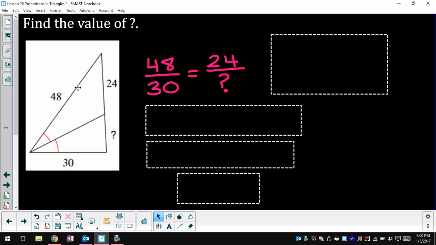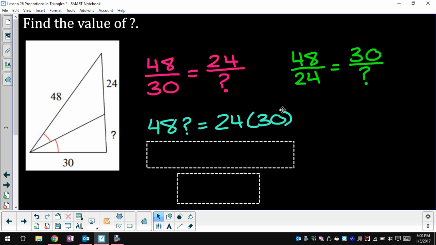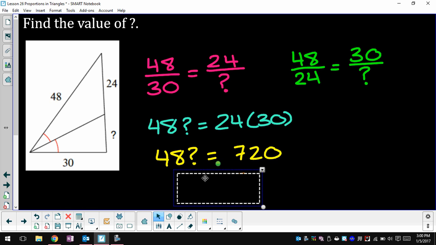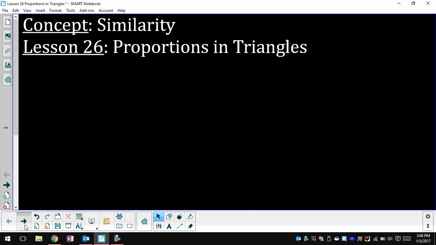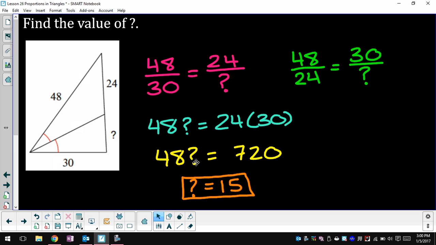So I like doing it this way. 48 is right on top of 30, 24 is right on top of question mark. That proportion sort of writes itself. You could have done it this way, 48 over 24, 30 over question mark. No matter which one you did, if you cross multiplied, you'd end up with the same thing. Simplify and find out, oops, sorry about that. You find out that that piece is 15.